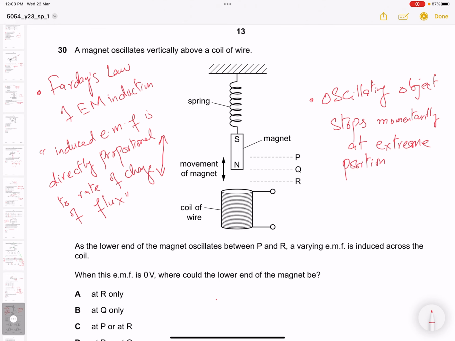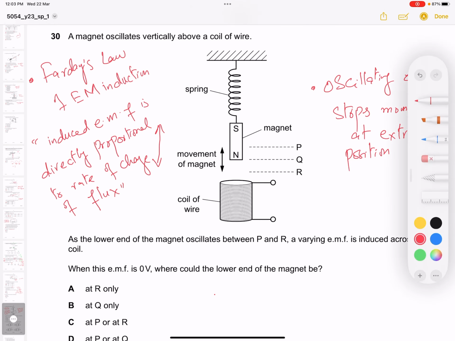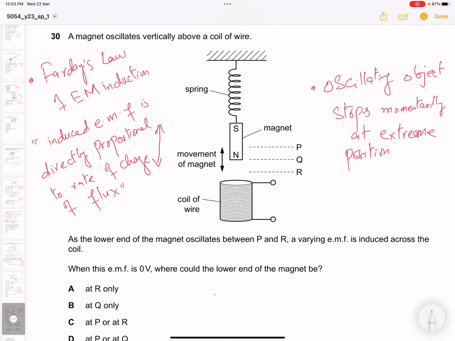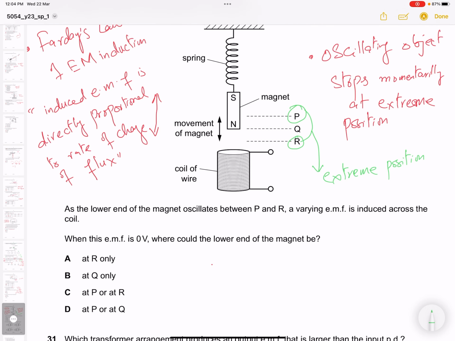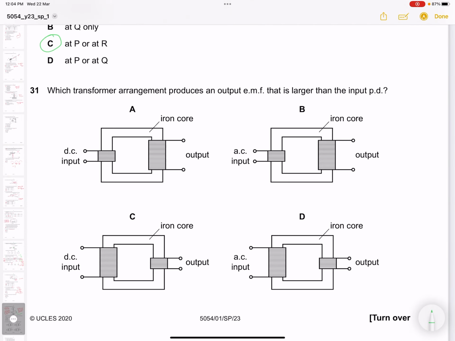So the magnet stops momentarily at positions P and R, right? At positions P and R, these are extreme positions, lower extreme and upper extreme. So the magnet will stop momentarily. So at this position, there will be no EMF, means EMF will be 0. So option C here will be the correct option, that EMF will be 0 volt at these extreme positions. So now let's move to the next question.